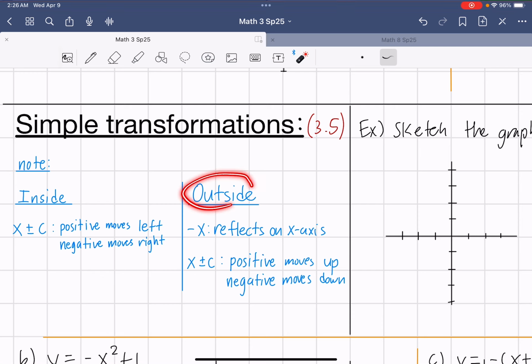And now things are outside, look like this: negative x, negative plus x, not within some parentheses. It's outside. The reflection happens on the x-axis, and then any constant just moves the graph either up or down. So positive moves left, negative moves right.